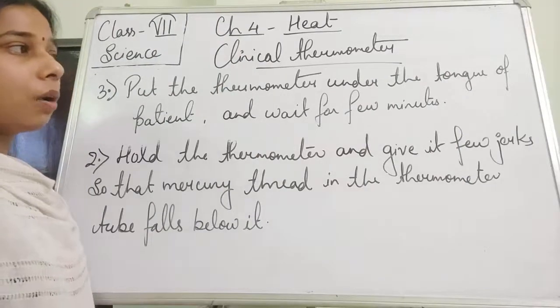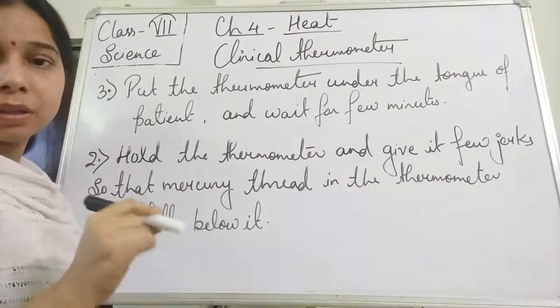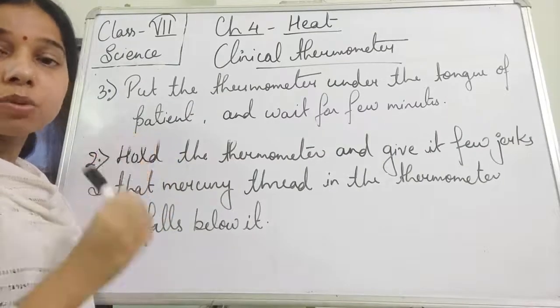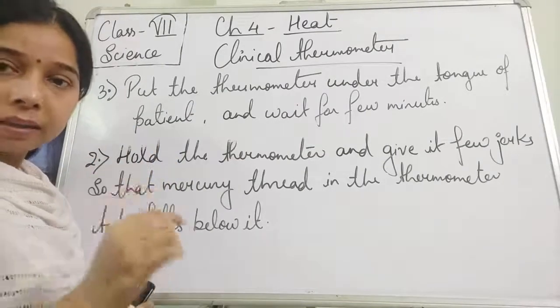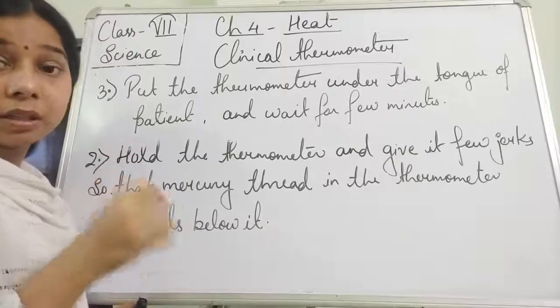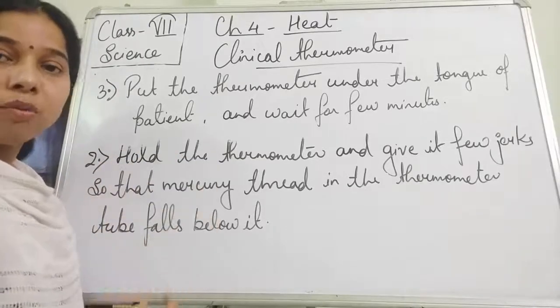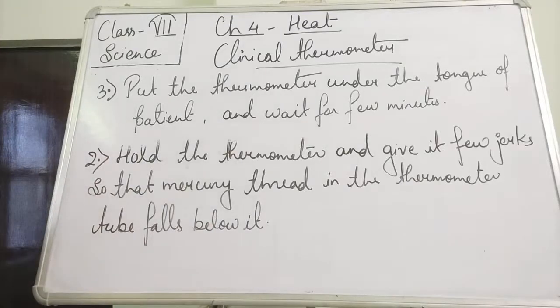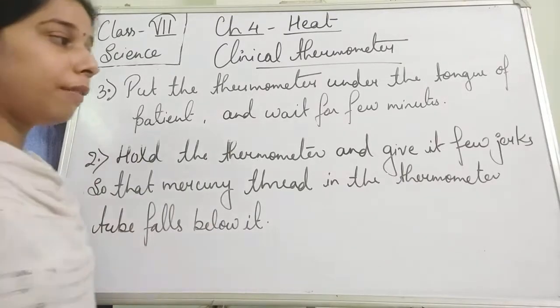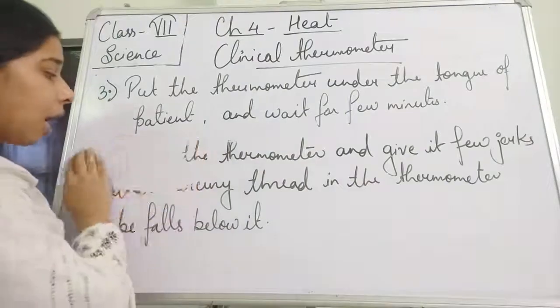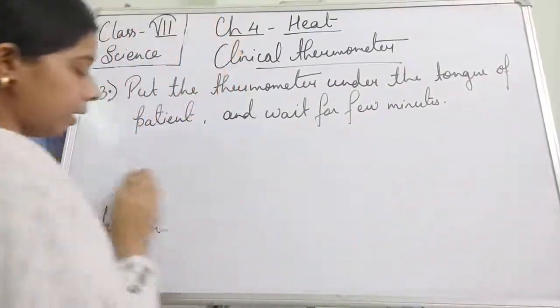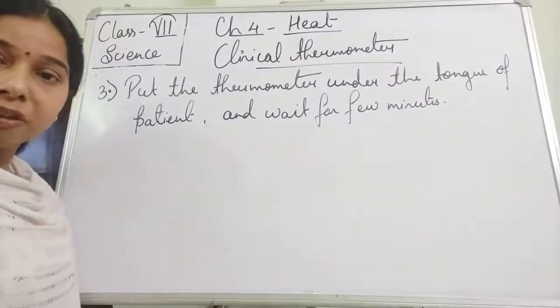While holding, we should always keep it in a horizontal position, and we can slightly move the thermometer so that we can see the marking area and where the mercury is moving. After that, students, we will read the temperature of the person, and this is how we get the body temperature of a person.